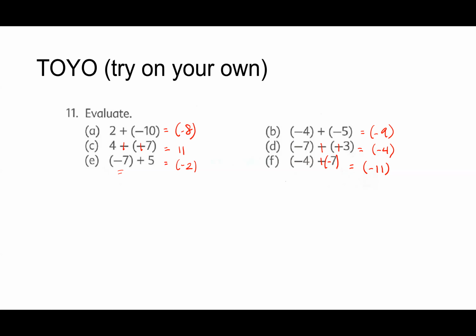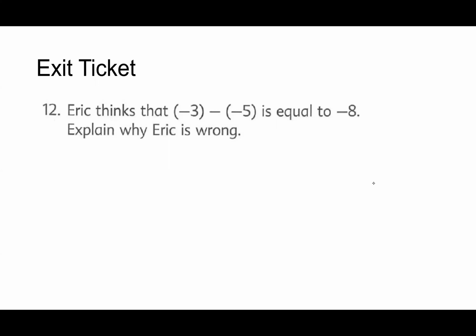Okay. All right. Now we're not going to do that exit ticket quite yet. Now I'm going to have you do some more. We'll just do it together. Eric thinks that -3 - -5 is equal to -8. Why is Eric wrong?